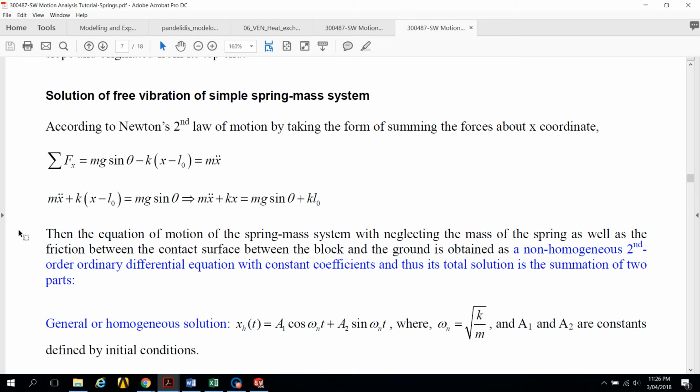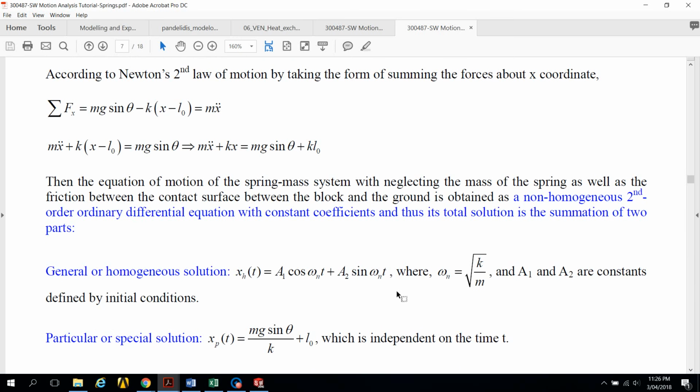Then the equation of motion of the spring mass system, neglecting the mass of the spring as well as the friction between the contact surfaces of the block and the ground, is obtained as a non-homogeneous second order differential equation with a constant coefficient. Thus the total solution is going to be the summation of two parts. And so that's the equation we are going to have.